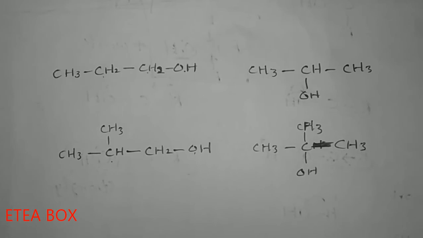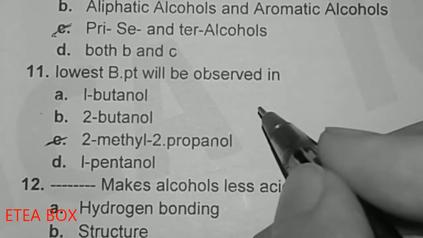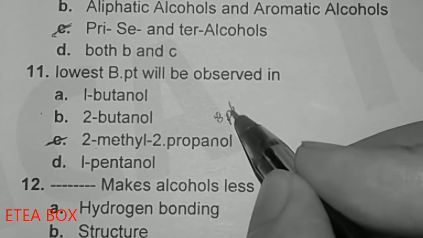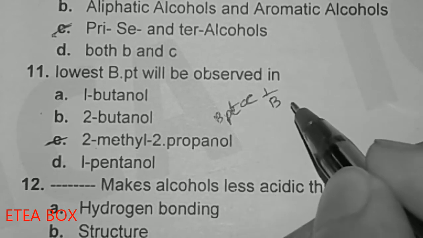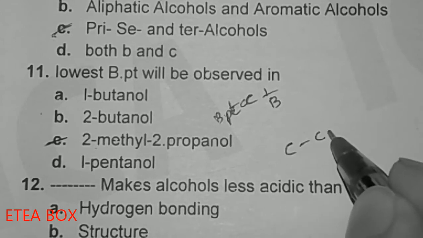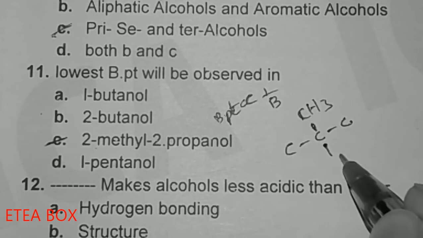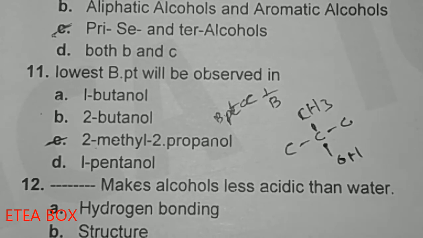So it means that the position of the hydroxyl group classifies alcohol into primary, secondary and tertiary alcohol. Lower boiling point will be observed in 2-methyl-2-propanol, because boiling point is inversely proportional to branching. Greater the branching, lower will be the boiling point. This one is the tertiary alcohol, propanol: 1, 2, 3, on 2 there is an alkyl CH3 group, and here is the OH group. So this one is tertiary, so it will have lower boiling point.